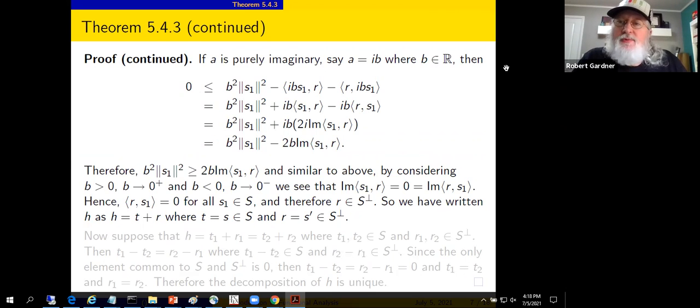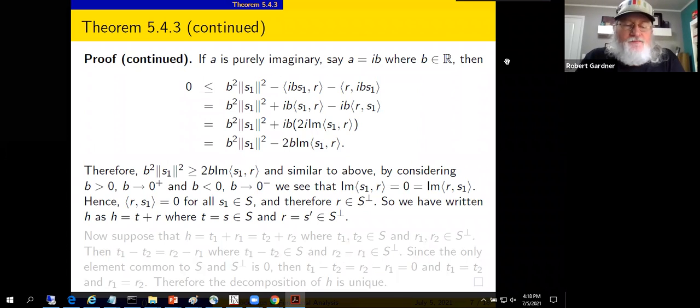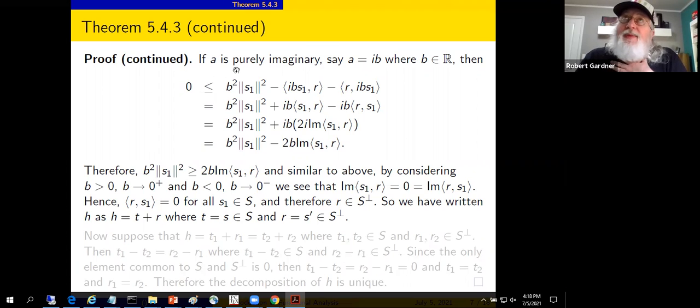So going back to the inequality that holds for any scalar, any complex number A. We were taking the scalars to be complex. And let's take A to be a purely imaginary number, say A equals IB, where B is a real number. So purely imaginary, it's some real multiple of I, the square root of -1 if you like.